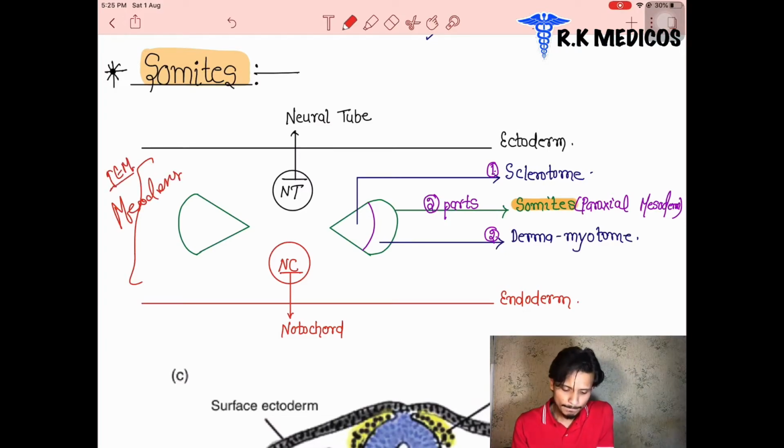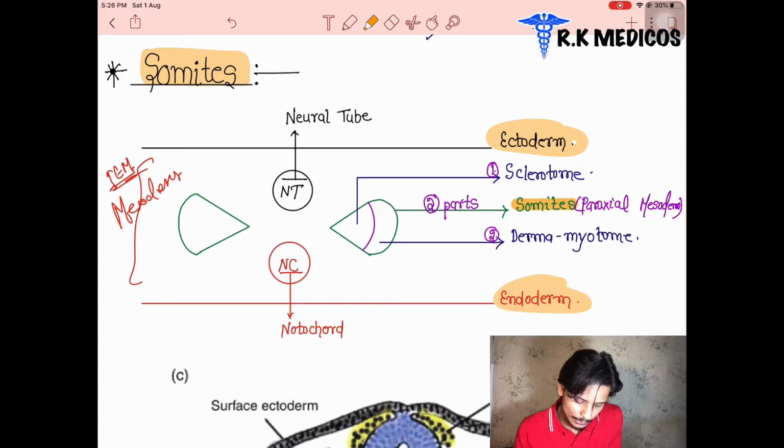Now you see here, this is the ectoderm, this is the endoderm, and this is the neural tube. I already told you, neurulation is also happening in the third week, and the notochord is forming from there, you know now. See, the notochord and neural tube are present in between, and these are all present in the mesodermal part, and this layer here, what is forming here, is called somites.